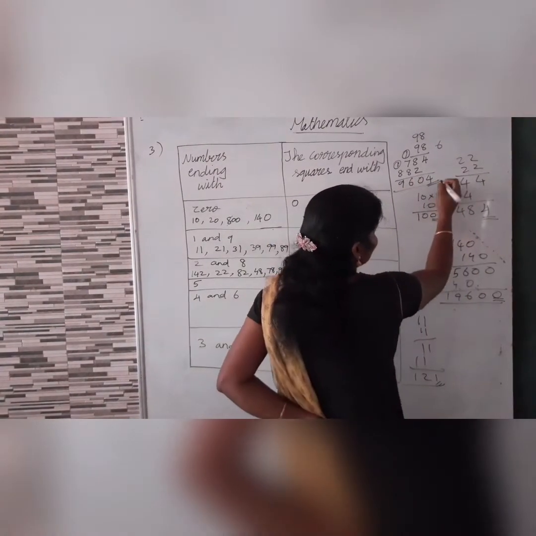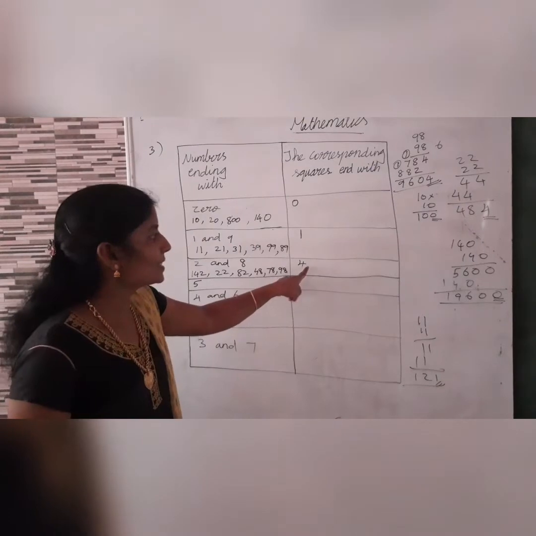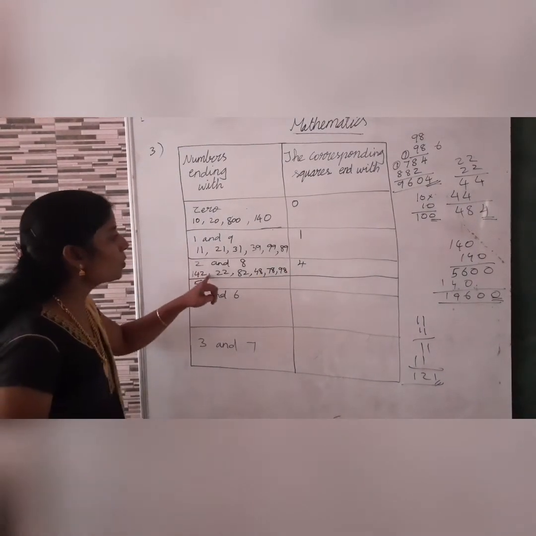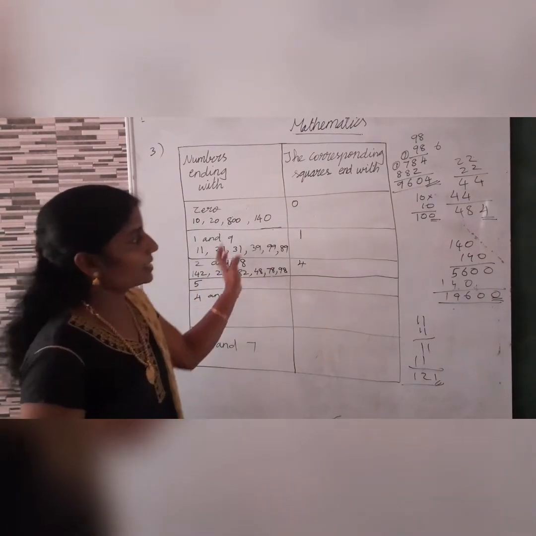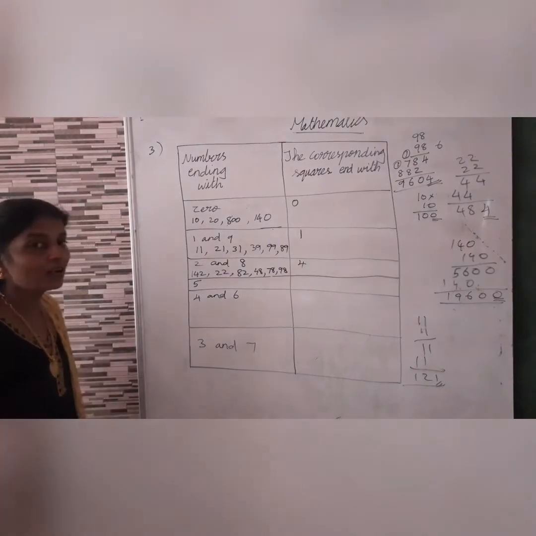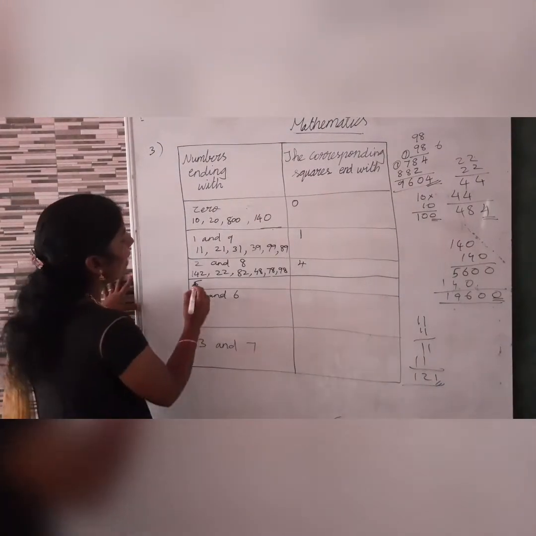9,604. What's the ones digit? 4. So the ones digit is always 4. If we have any number ending with 2 or 8, the corresponding squares end with 4. Are you clear?